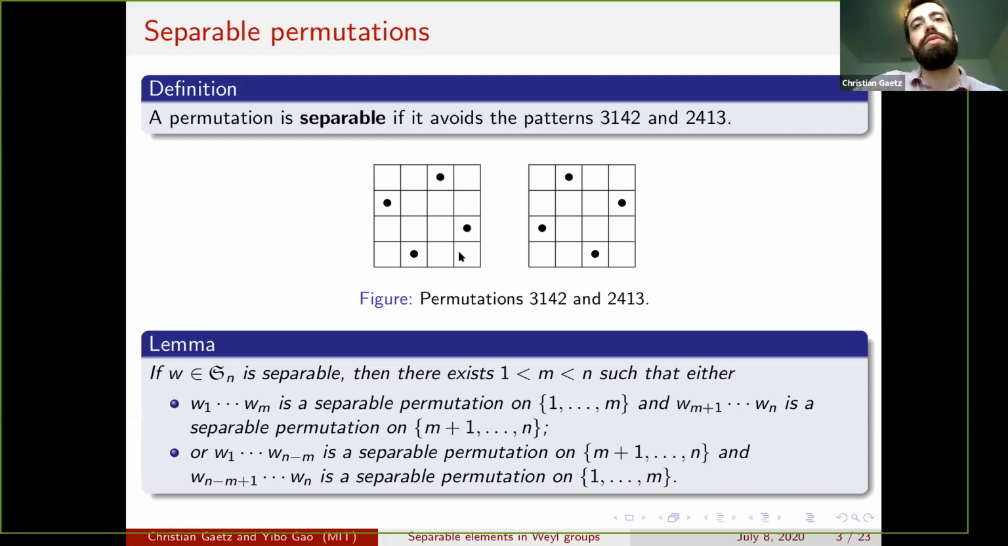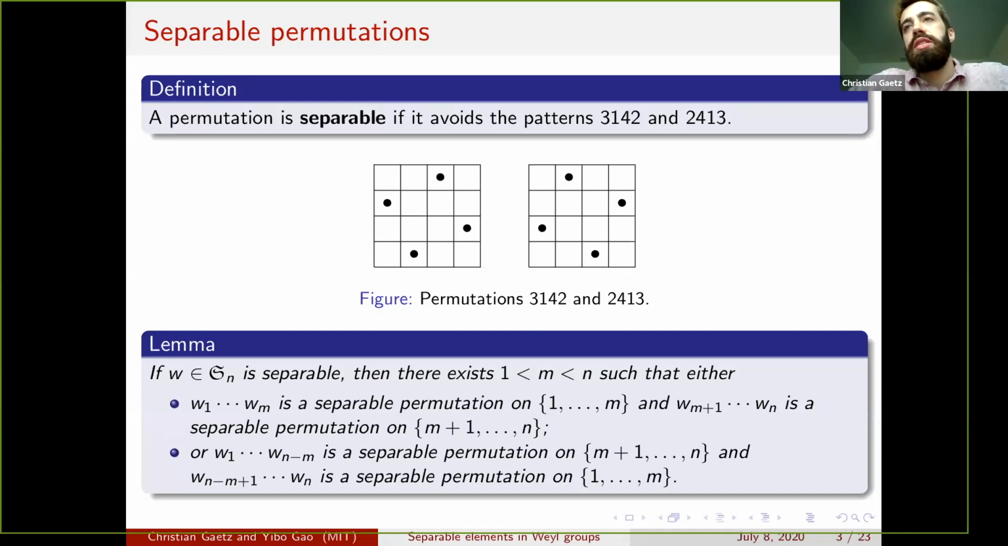The key feature of these two permutations that separates them from other permutations of length 4 is given in this lemma. There's an alternative characterization of separable permutations which might be more instructive than just thinking about pattern avoidance. I've written it out here, but essentially what this is saying is that separable permutations are those which can be built up from smaller separable permutations by two operations.